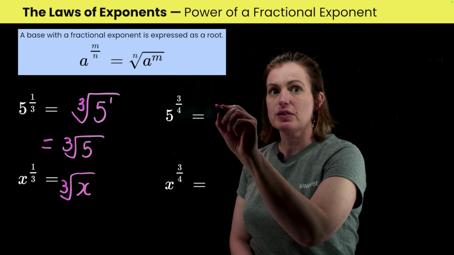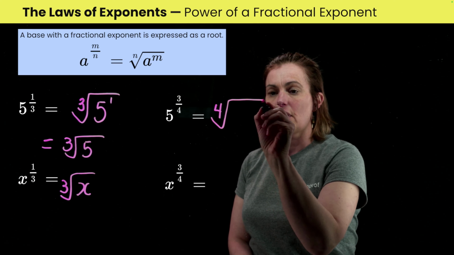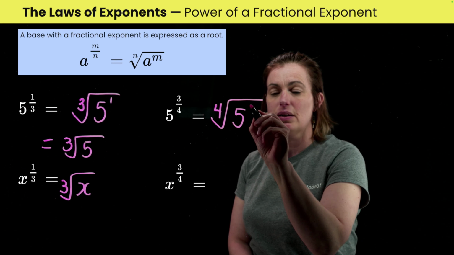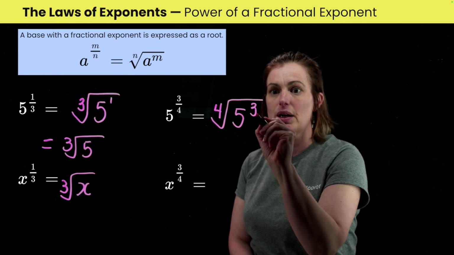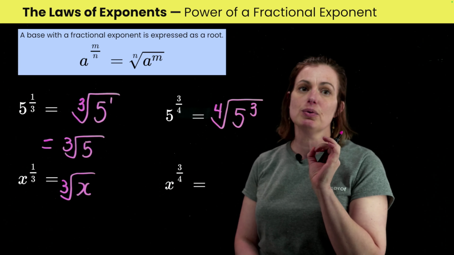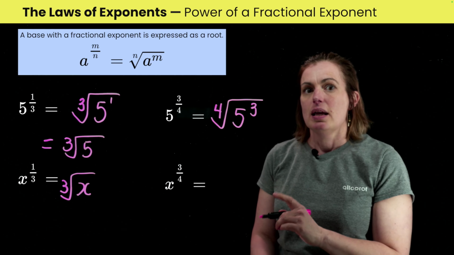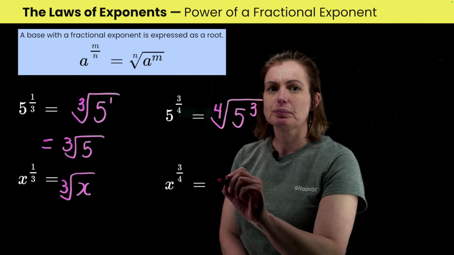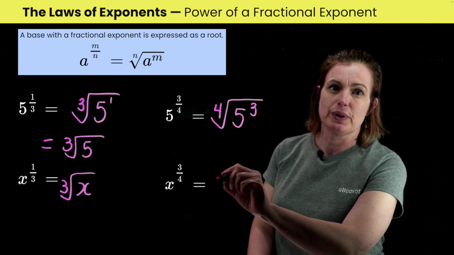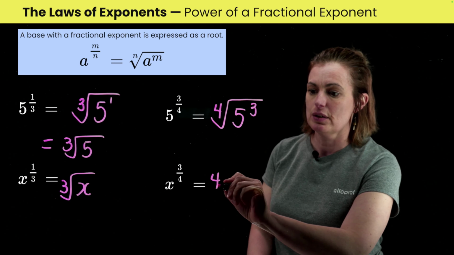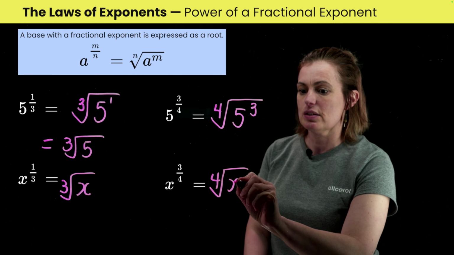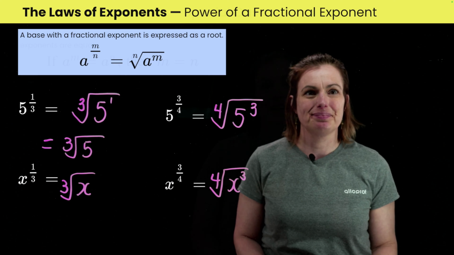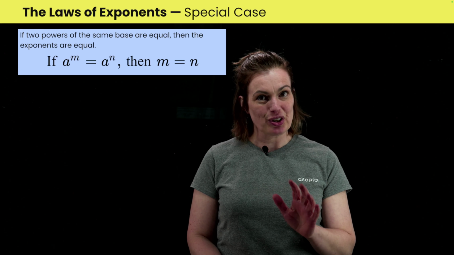So it's my 4 that's going to come out front. And I've got my root symbol, my base 5 underneath, and the numerator 3 is going to come under the root sign with my 5. So I have 4 root 5 to the power 3. In the second example here, I have a variable situation again. So it's really similar to this first one here. I'm going to have 4 out front, and then root x to the exponent 3. Just like that. So let's look at a special case here.